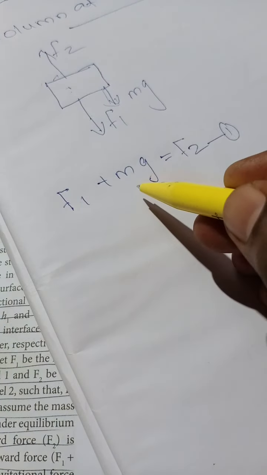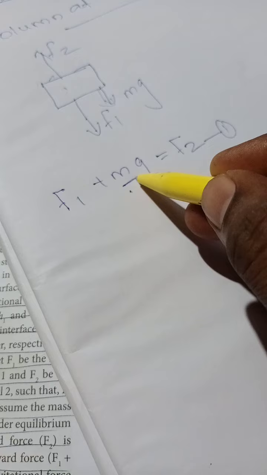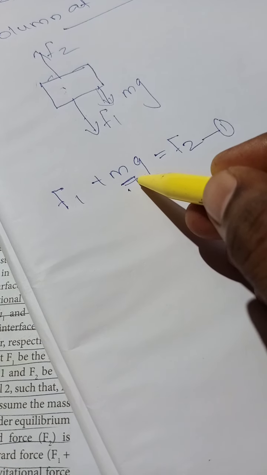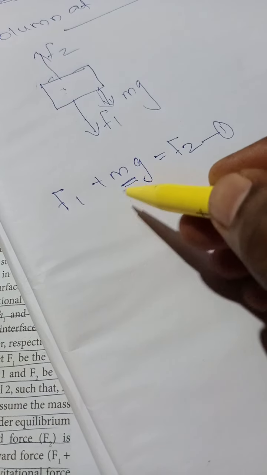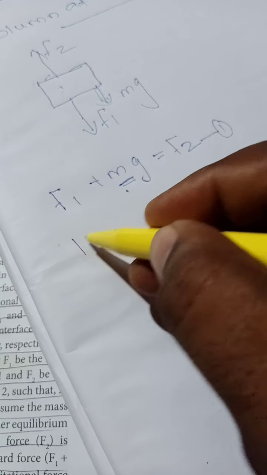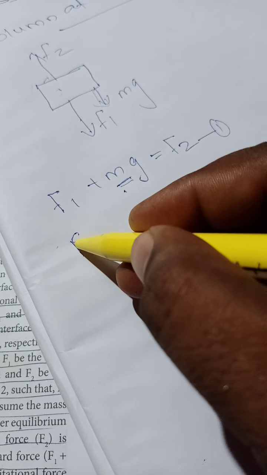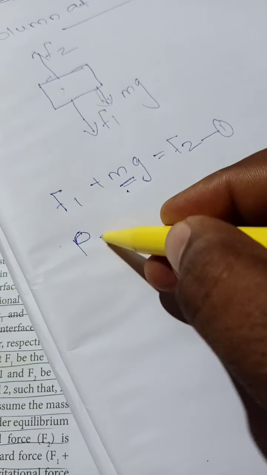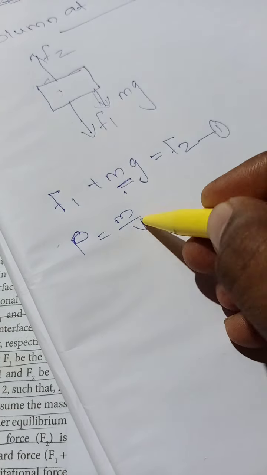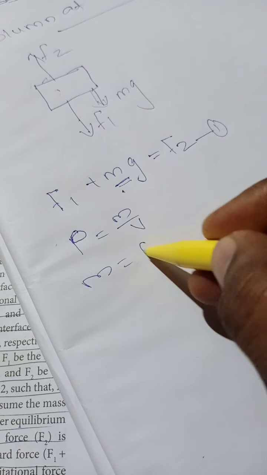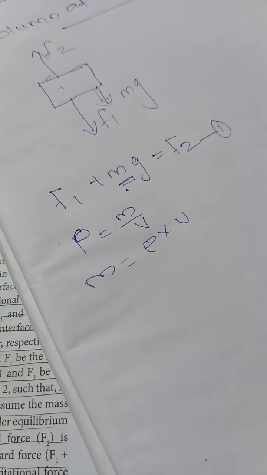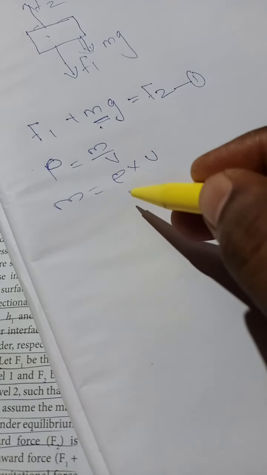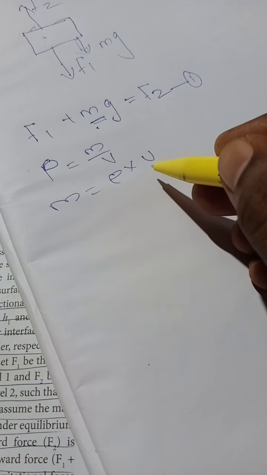Now we need to find out this mass. We know how to find the mass. We know the density formula. Density is equal to mass per volume. From this, mass is equal to density into volume. So, mass we have found: mass is equal to density into volume.